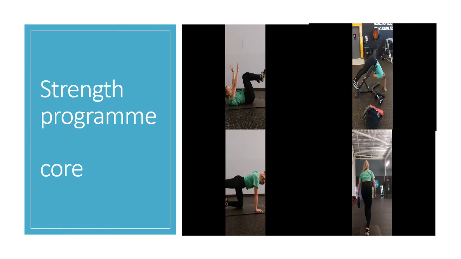Rack pulls can also be used, standing in an athletic position with a barbell laid on top of the safety rack on a squat rack. Lift the bar and extend at the hips until stood up straight and then lower again. Progress by adding weight to the bar.